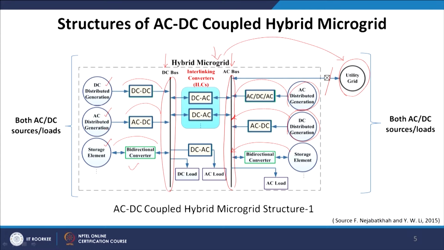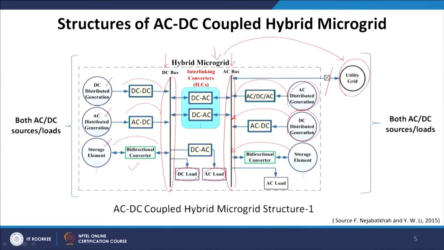Now, let us concentrate on the load side. The loads can be either DC or AC type. So, both DC loads as well as AC loads can be connected to my DC bus. The DC loads can be catered directly, whereas the AC load needs to be catered after DC-AC conversion.